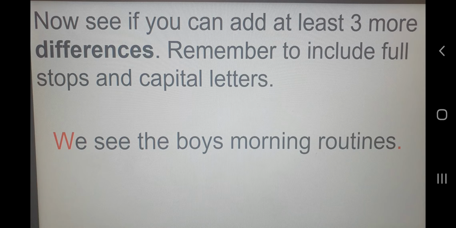Okay, now I want you to think of and add at least 3 more differences. And there are quite a few. Remember that when you are writing, you must remember to include full stops and capital letters. Okay, now, I actually want you to pause me again and then come back once you have done your comparison chart, because I have another activity for you guys to do.